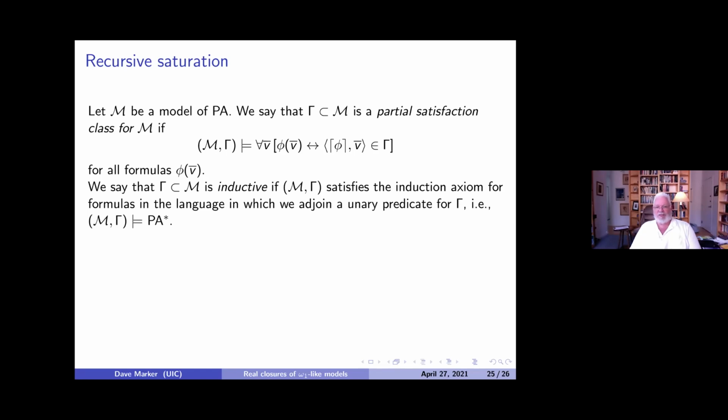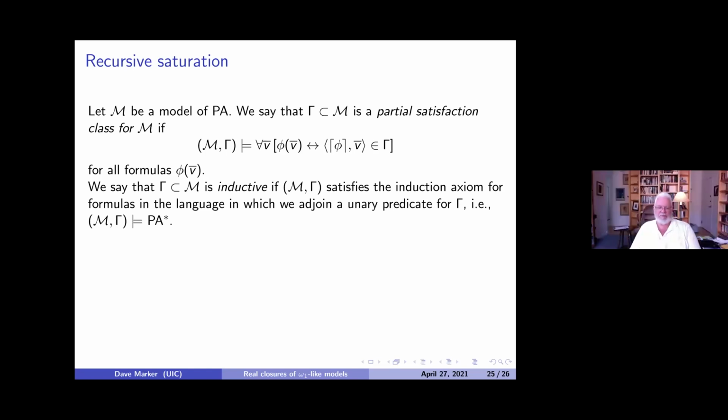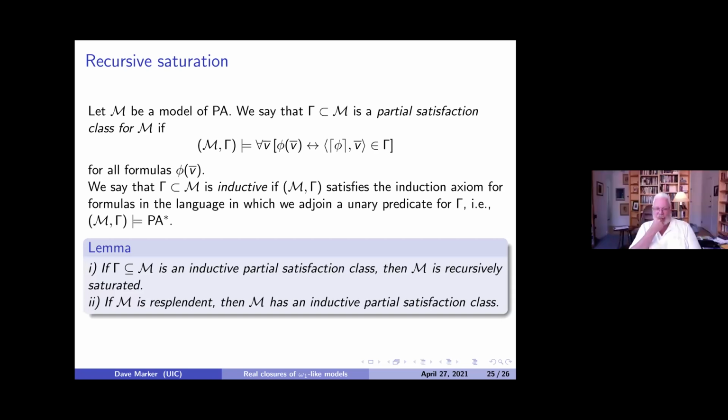We say that the satisfaction class is inductive if it satisfies the induction axiom where I just adjoin a unary predicate for gamma. And so PA star is just, you add a unary predicate and you ask for arithmetic with induction, including for formulas including this predicate. Okay. An overspill argument shows that if you have an inductive satisfaction class, then the model has to be recursively saturated. It's also easy to see that if you had started with a resplendent model, then there's going to be an inductive partial satisfaction class. So taken together, a countable model is recursively saturated if and only if there's an inductive satisfaction class.